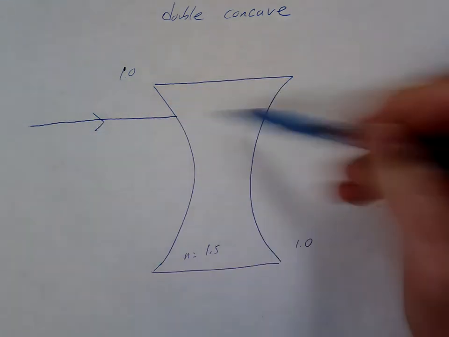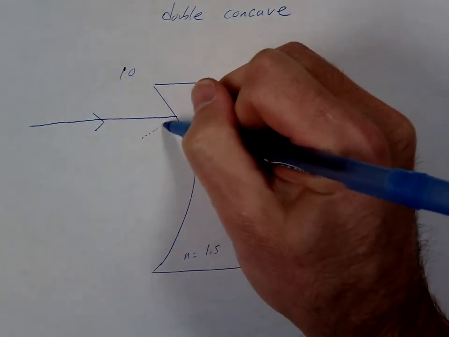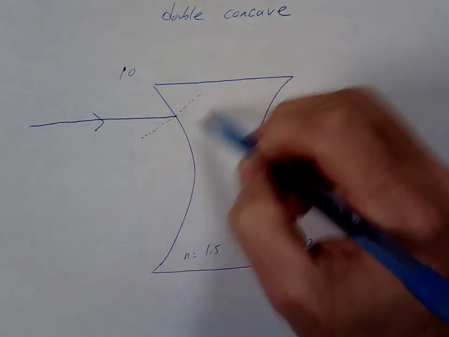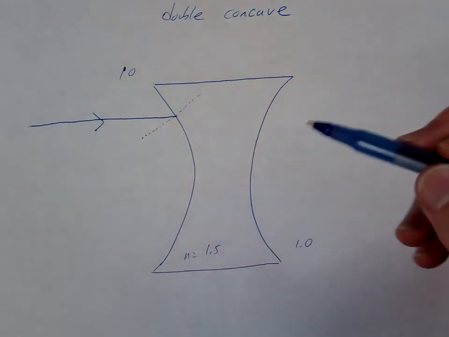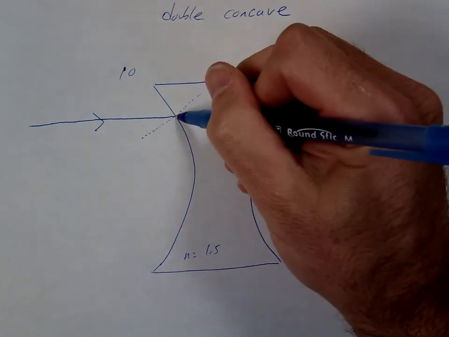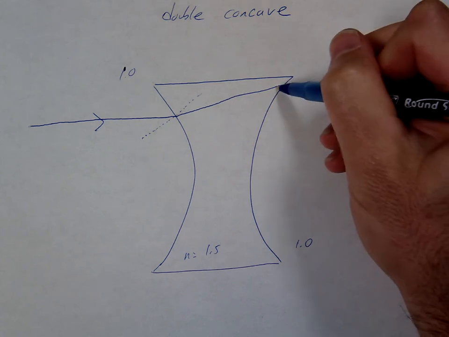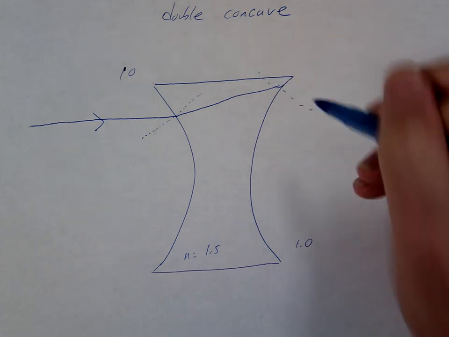So this light's going to come in. Here's our normal. Should it bend towards or away from the normal? Towards the normal, right? So in this case, in this drawing, does that mean it's going to bend up or down? Up. So our normal is up. And then the opposite's going to happen here.